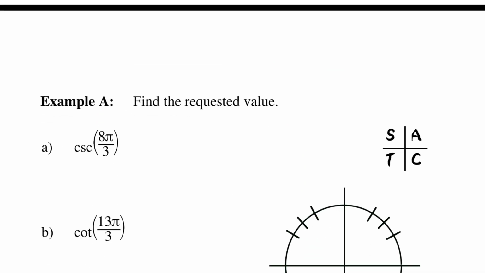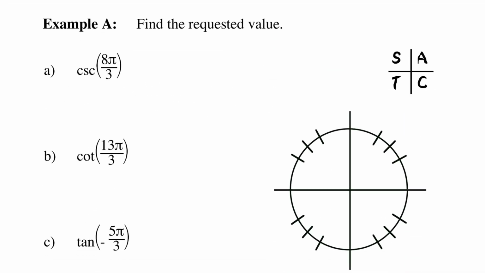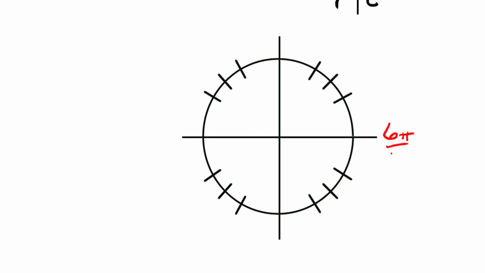So now let's put that all together and find trig values of these different radian measures. So we'll start with each argument here being something pi over 3, which is related, of course, to 60 degrees. And to find 8 pi over 3, I'll start at 6 pi over 3 and count to 7 pi over 3, and then 8 pi over 3 in quadrant 2.